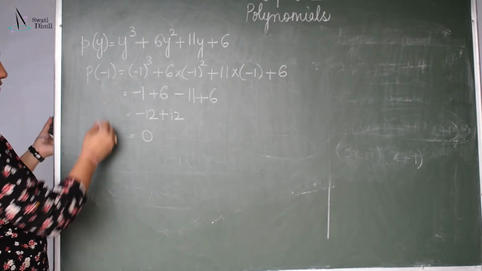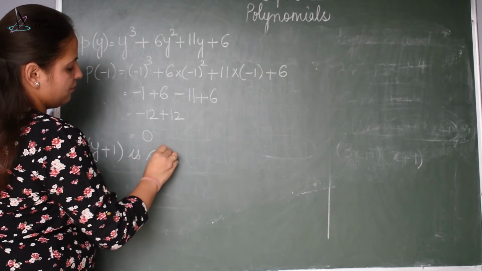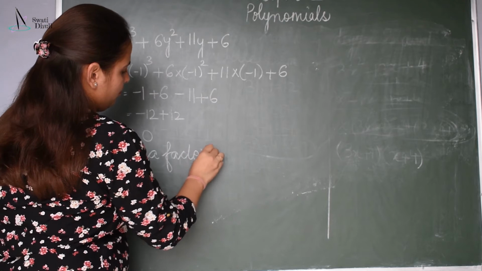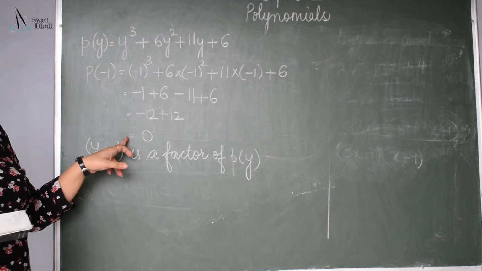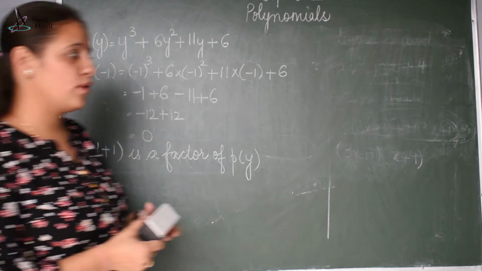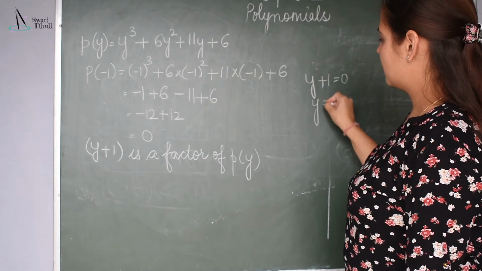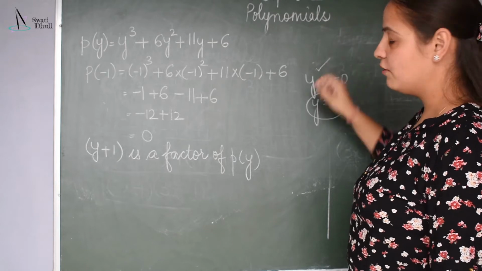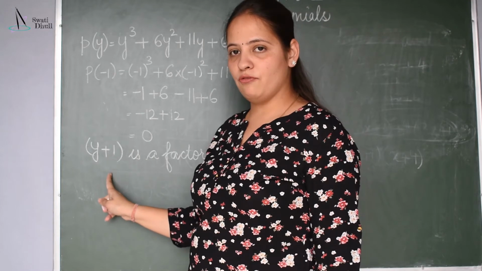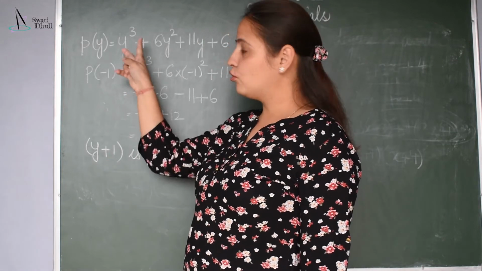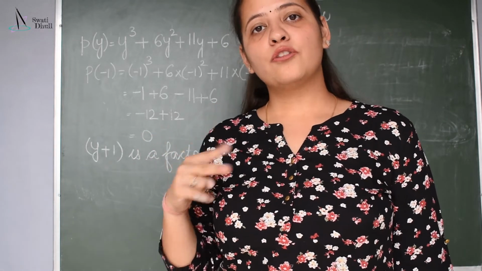So how can you write this as a factor? y plus 1 is a factor of p(y), because I am getting the value 0 at minus 1. How do we get minus 1? Because y plus 1 is equal to 0, that means y is equal to minus 1. So this will be a factor. Now I have got one factor, that is y plus 1. Now I want to find two more factors, because the polynomial is cubic.